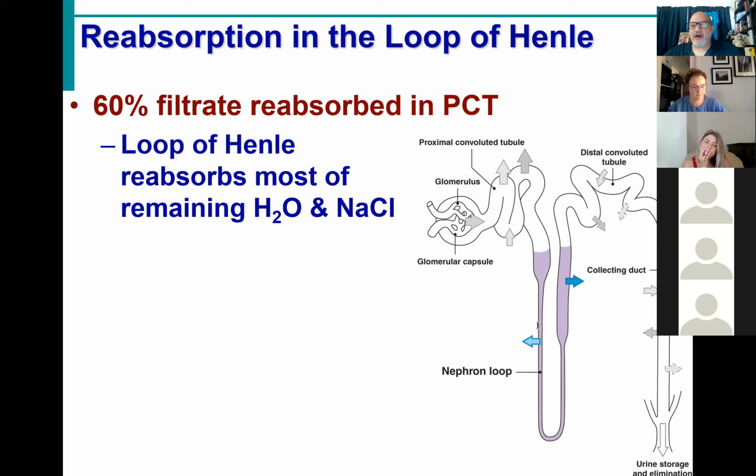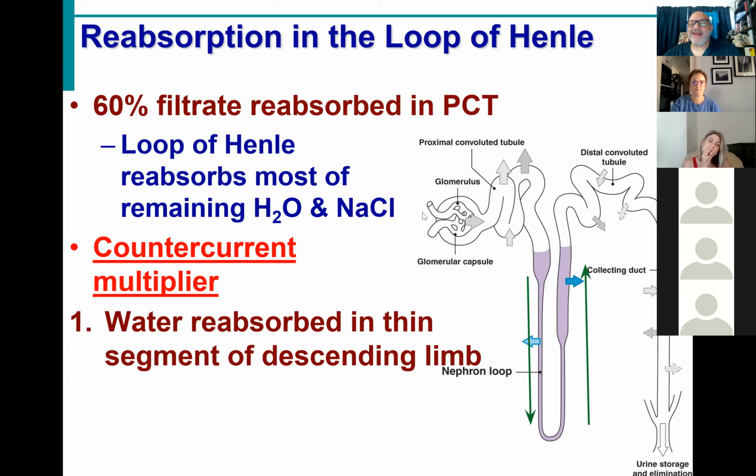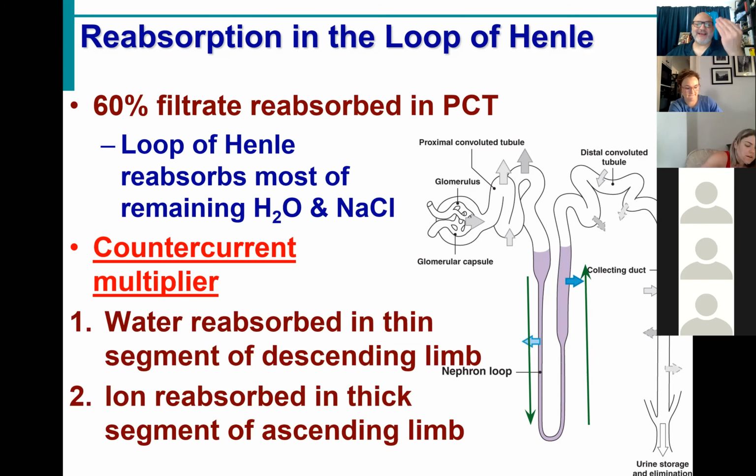So we're going to have filtrate moving in opposite directions, first down the descending loop and then up the ascending loop. And there are two important rules that we need to know and understand about this process. The descending limb is permeable to water, but not permeable to solutes. Whereas the ascending limb is permeable to ions, but it is impermeable to water.